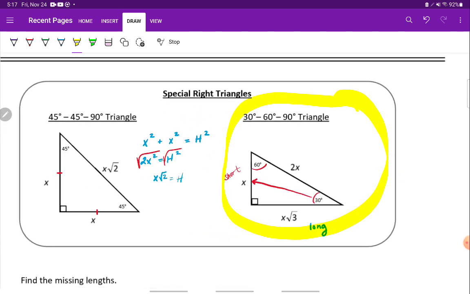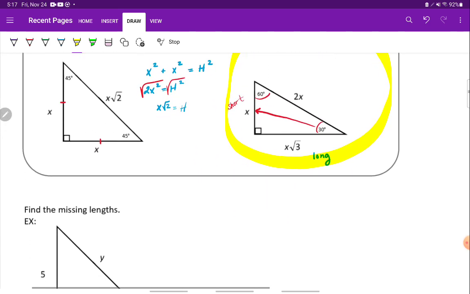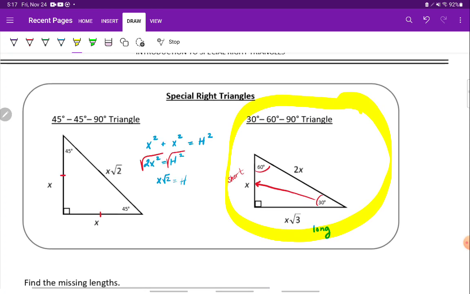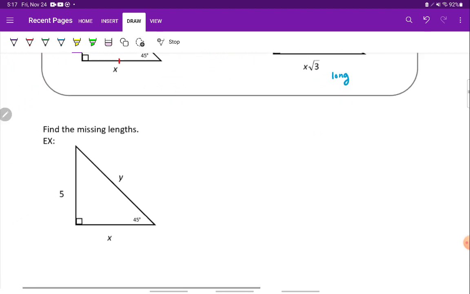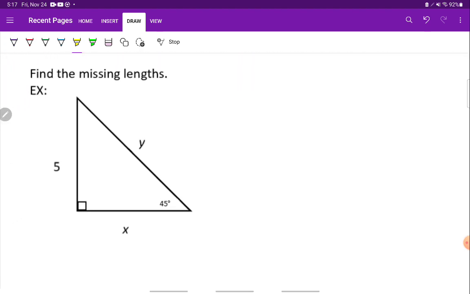So let's put it to some work. This would be something I would definitely put on a note card, if you're a note card person, each one of these. So we want to find the missing lengths of this triangle. I've got a right angle and a 45. That forces this angle to be 45 as well. So here we have our isosceles right triangle.